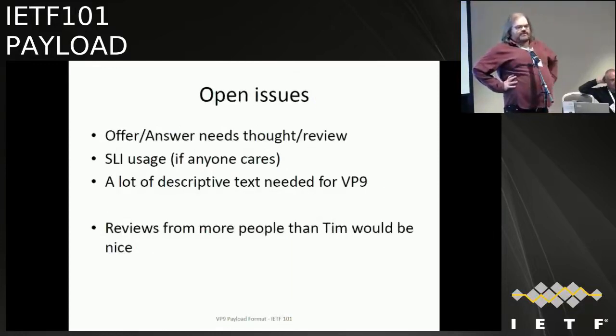So the open issues: the offer/answer needs thought and review. Slice loss indication usage needs specification, if anybody cares. I'm not sure anybody's still doing slice loss indication. And we need a whole lot of descriptive text for VP9, because right now the actual descriptions of the codec proper are basically missing.